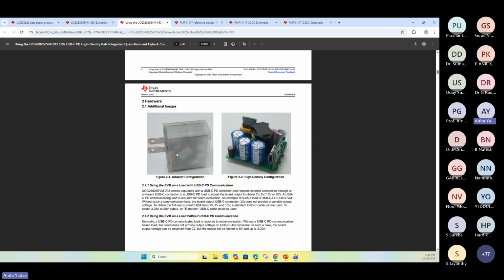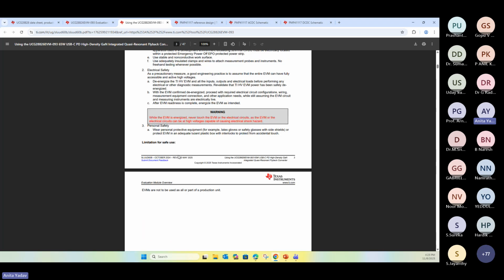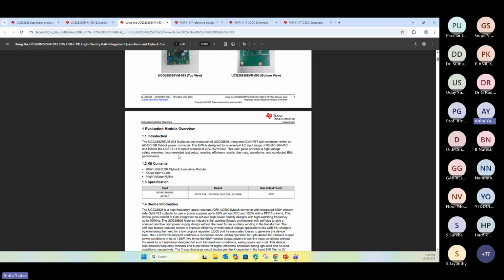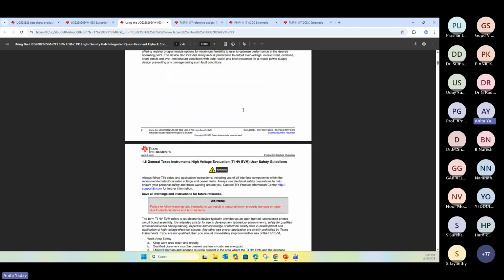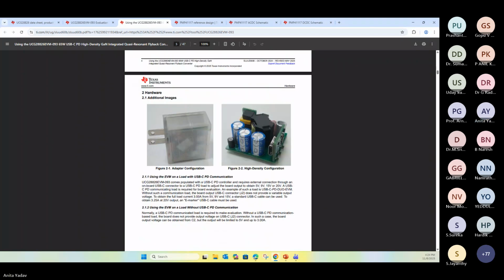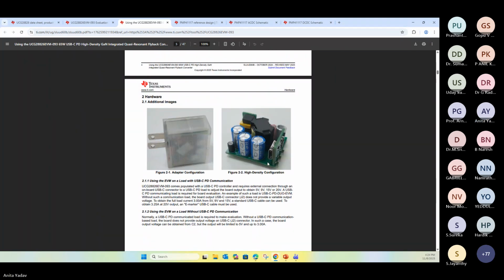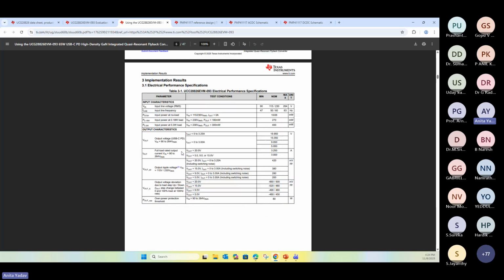This is how it looks at the end. This is the 65-watt charger with almost 1.54... yeah, 2.8 watt per cubic centimeter. So this is a very compact design. This is how it looks.